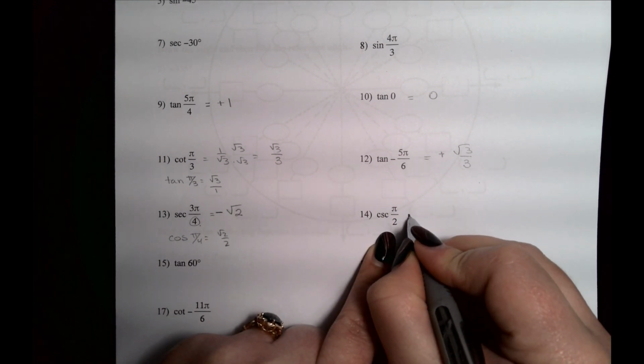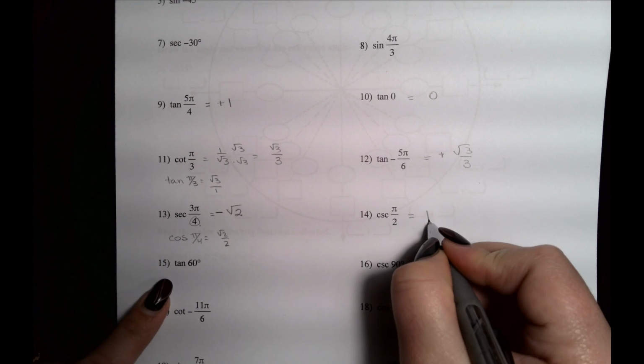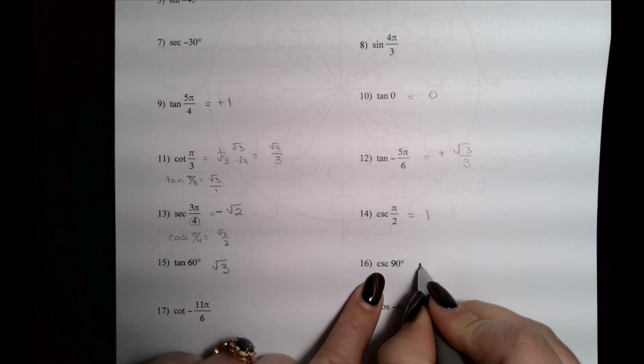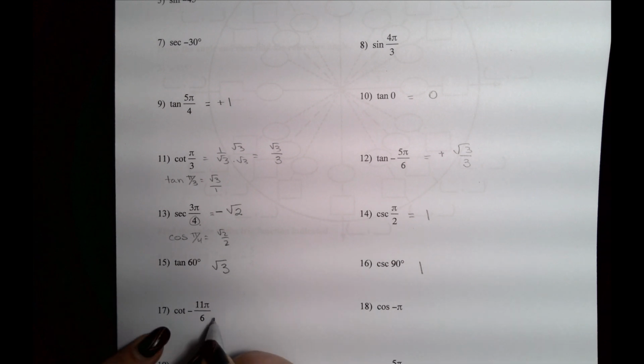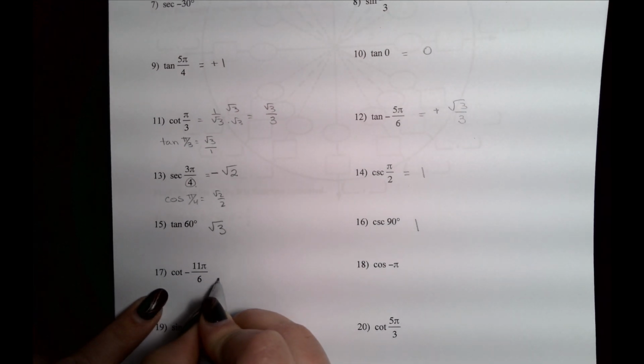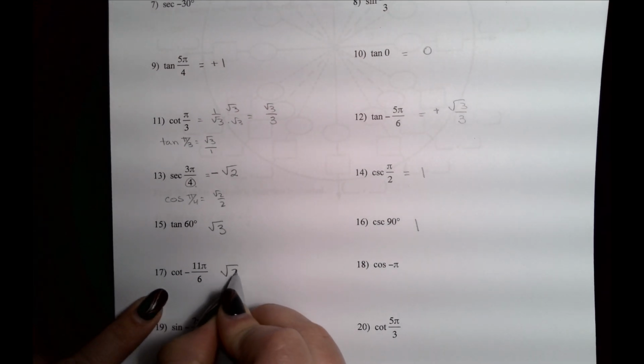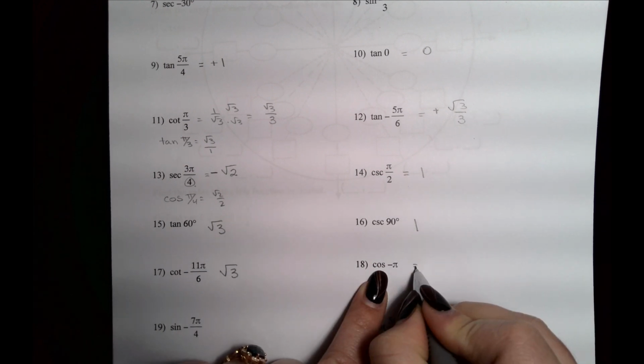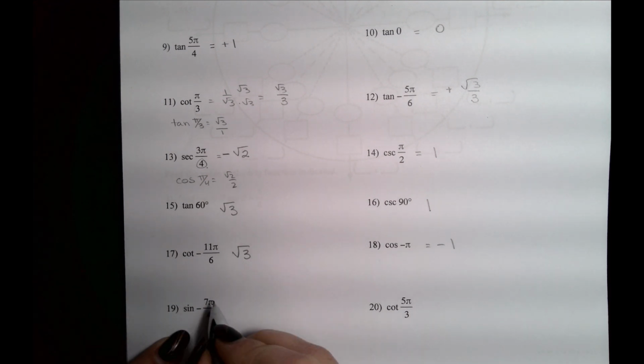Cosecant of pi halves is 1. Tangent of 60 degrees is root 3. Cosecant of 90 is 1. Cotangent of negative 11 pi sixths, that's almost a full cycle, root 3. Cosine of negative pi, so we're going down, we have negative 1. Sine of negative 7 pi, so almost a full cycle, going down, we are in quadrant 1.